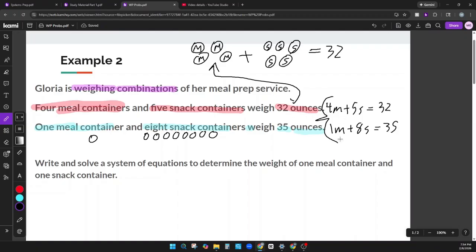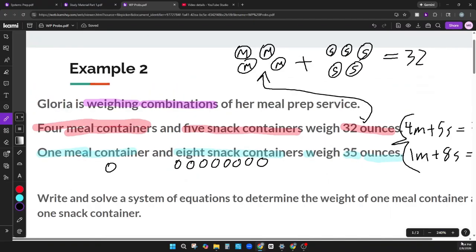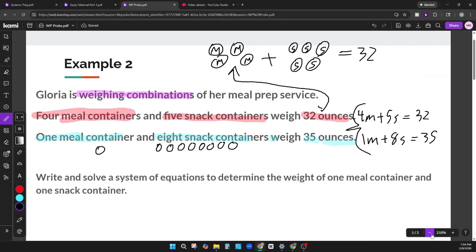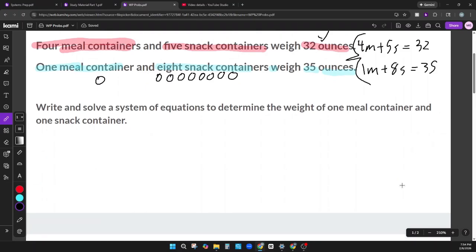Okay. So I have my system. I'm going to go ahead and make it down here. Let me see if I can zoom in, give myself some more room. Okay. So I have 4m plus 5s is equal to 32, and I have 1m. 1m is the same thing as just saying m, so I'll write m plus 8s is equal to 35.